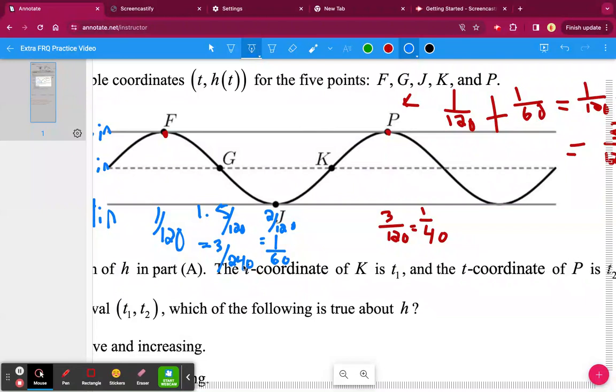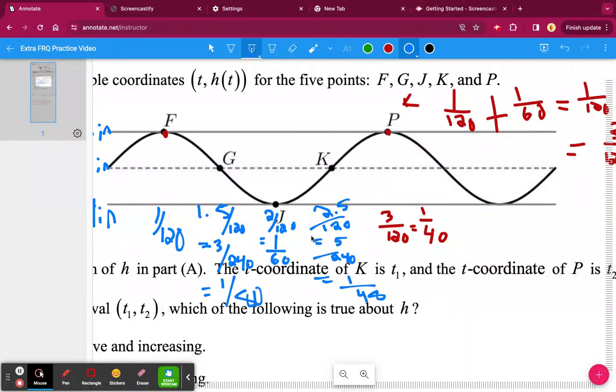which simplifies to 3 over 240 simplifies to 1 over 180. And then the same thing here. Halfway between these will be 2.5 over 120, which is the same thing as 5 over 240, which does simplify, sorry. 5 over 240, 5 goes into 240 48 times, so 1 over 48.